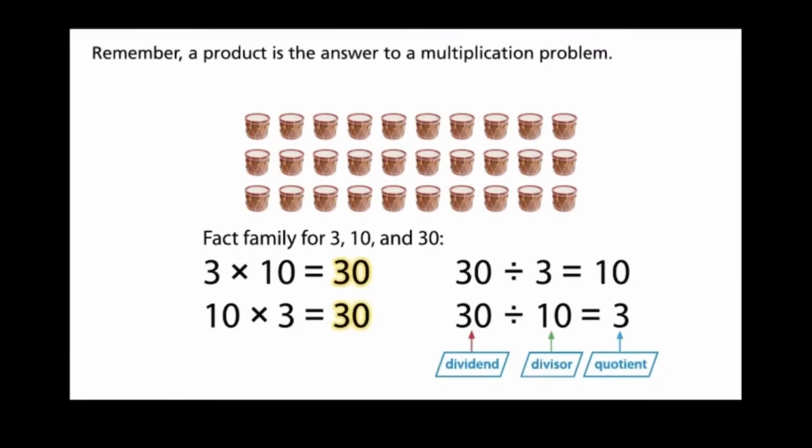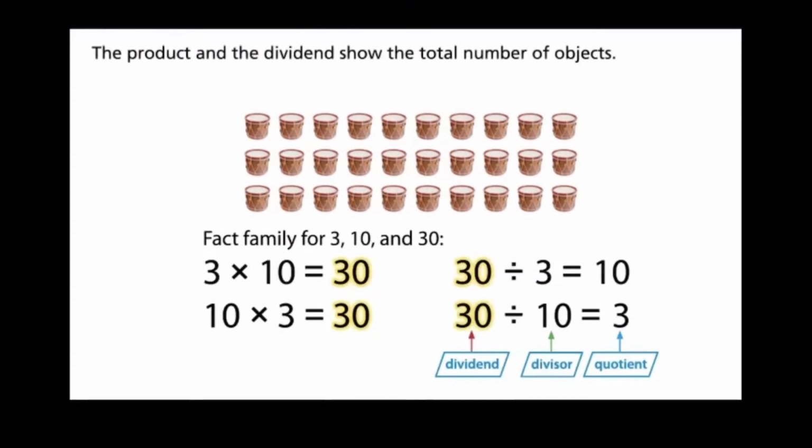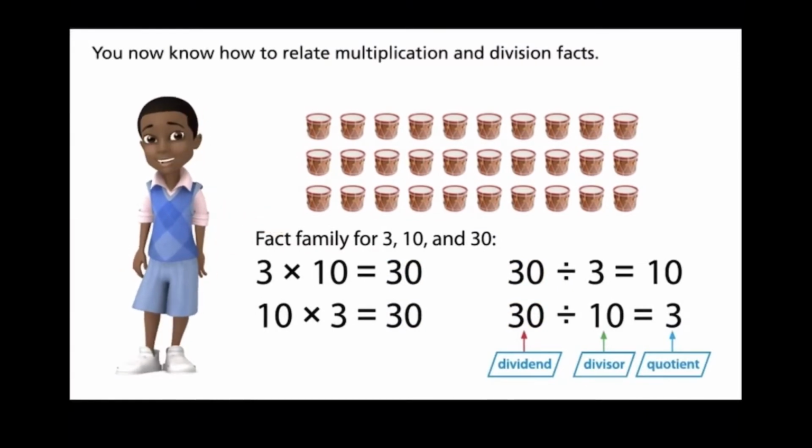Remember, a product is the answer to a multiplication problem. What do you notice about the product and the dividend in these equations? They are the same number. Why are they the same? The product and the dividend show the total number of objects. You now know how to relate multiplication and division facts.